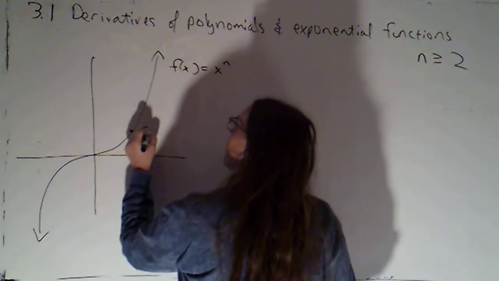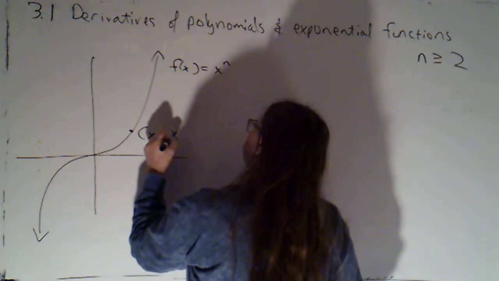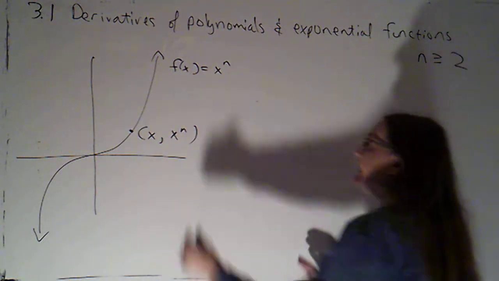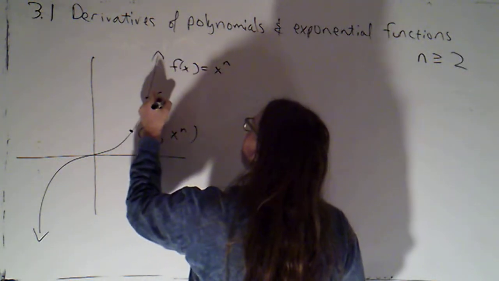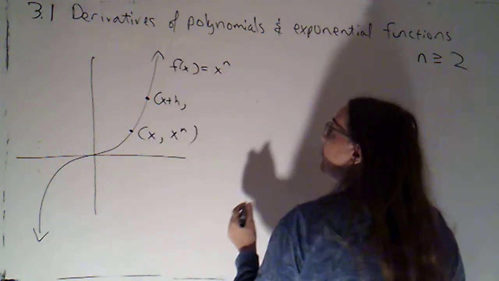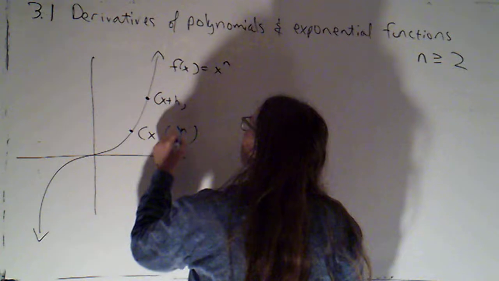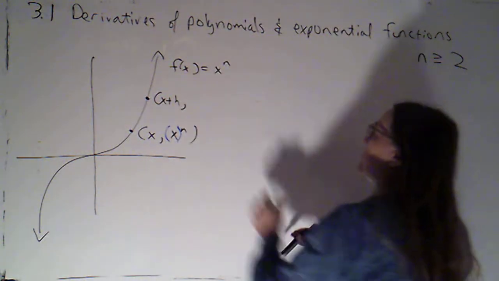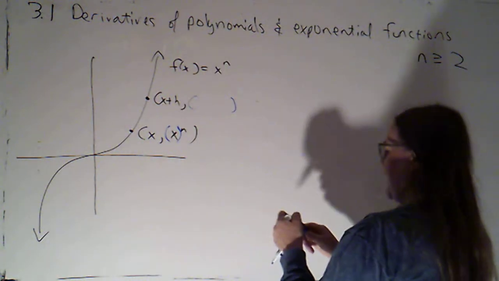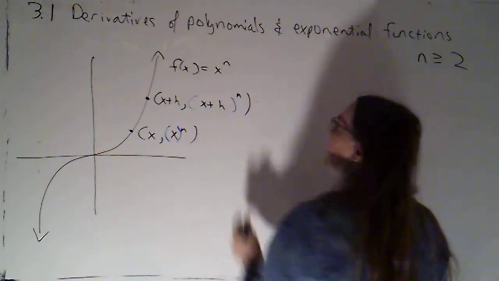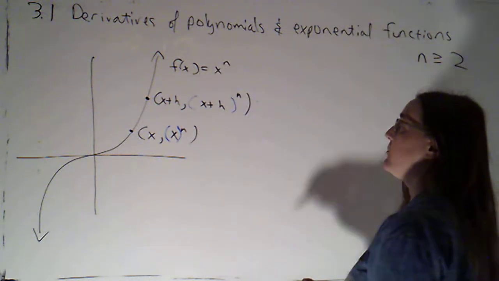All right, so if I have a point x, then the y value is x to the n. And if I choose a nearby point, x plus h, the y value is what I get when I replace my input with x plus h. So I'm going to be taking x plus h to the nth power.